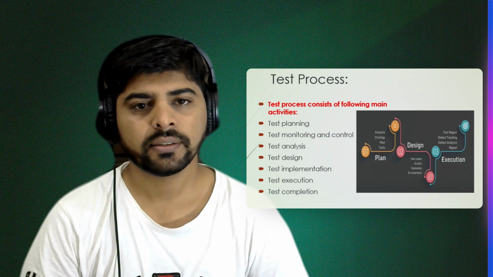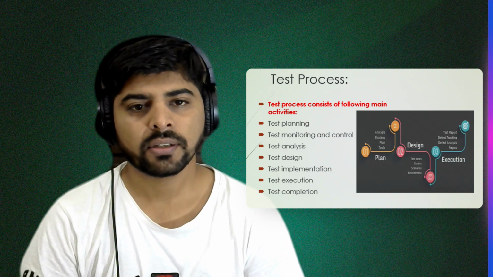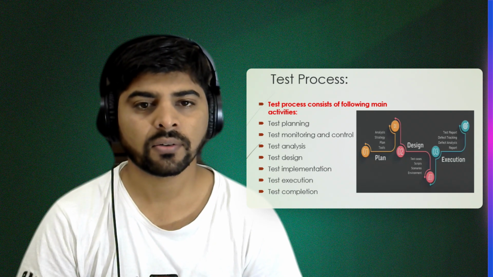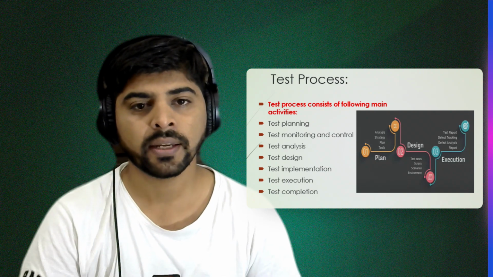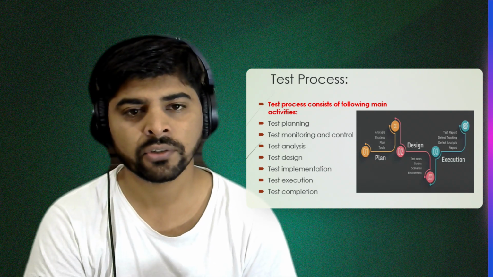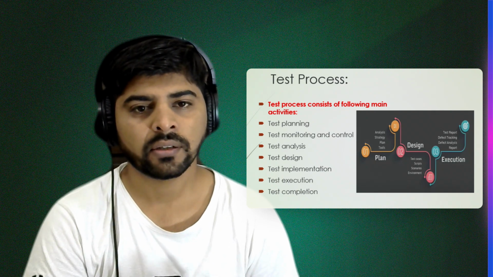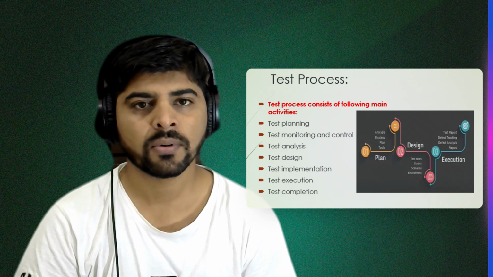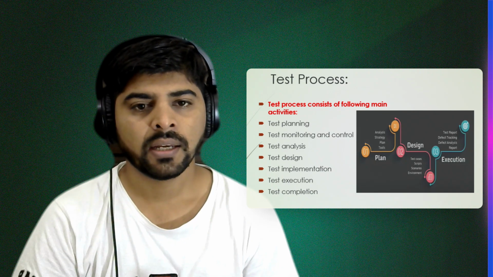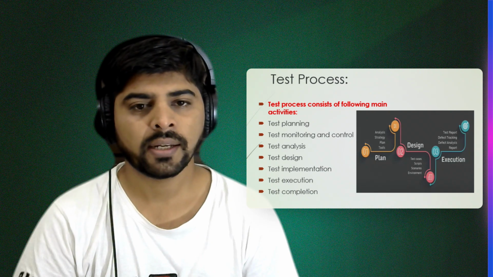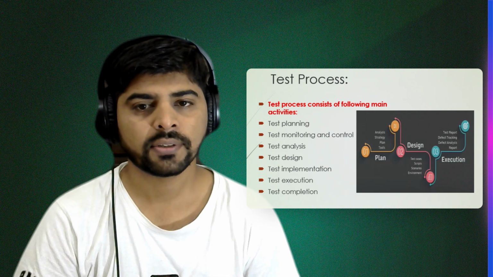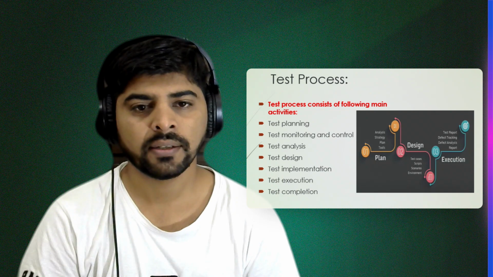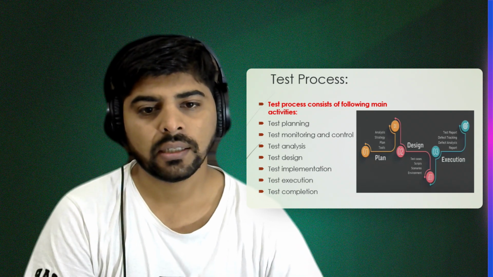Regarding the test process, it consists of the following main activities: test planning, test monitoring and control. In test planning, we plan all the things, what resources we will use, what the schedule is, all those things. In test monitoring and control, we gather information about the tests and their environments. In test analysis, we analyze our test results, and in test design we design the test cases. For example, let me show you, I will share the screen.